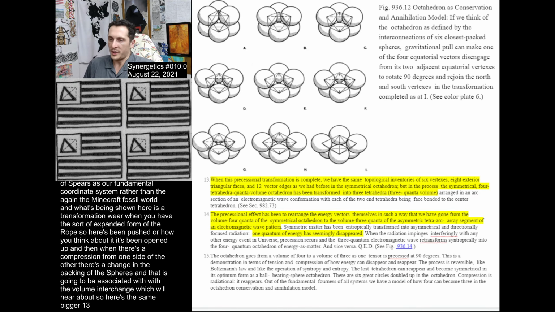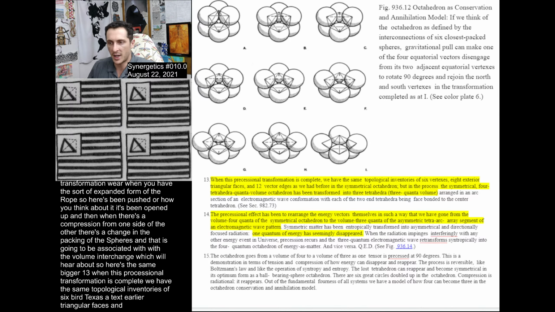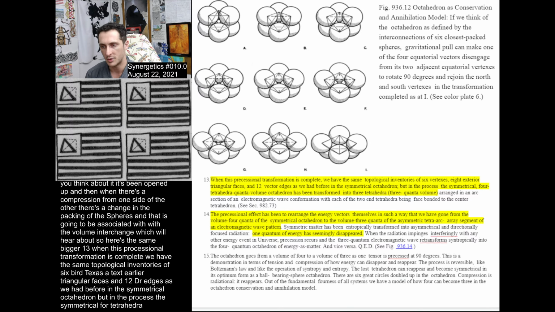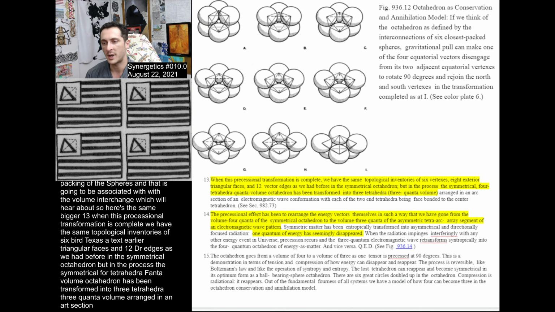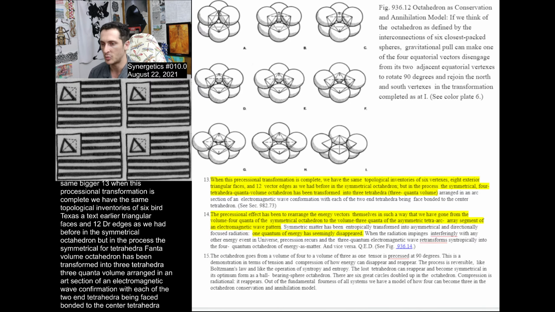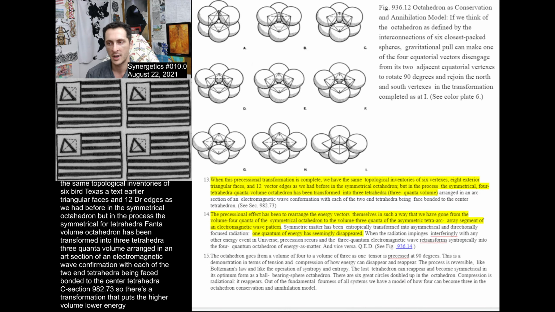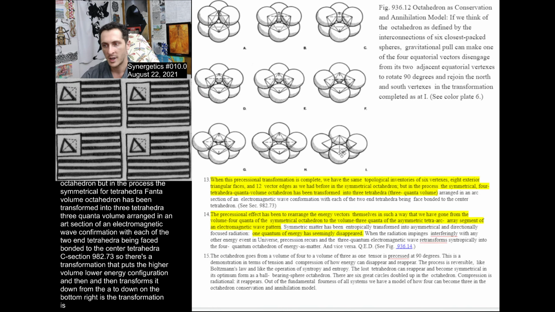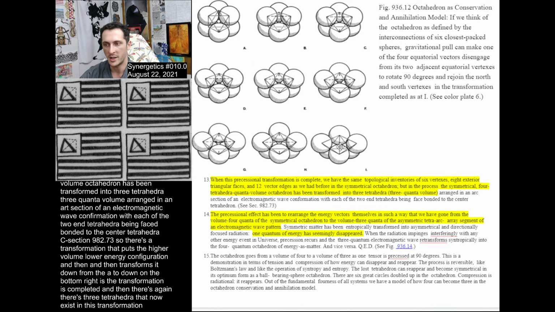13. When this precessional transformation is complete, we have the same topological inventories of 6 vertexes, 8 exterior triangular faces, and 12 vector edges as we had before in the symmetrical octahedron. But in the process, the symmetrical 4 tetrahedra quanta volume octahedron has been transformed into 3 tetrahedra, 3 quanta volume, arranged in an arc section of an electromagnetic wave conformation, with each of the 2 end tetrahedra being face bonded to the center tetrahedra. See section 982.73. So there's a transformation that puts the higher volume, lower energy configuration, and then transforms it down from the A to down on the bottom right, where the transformation is completed. And then there's 3 tetrahedra that now exist in this transformation. And so where does the volume go?